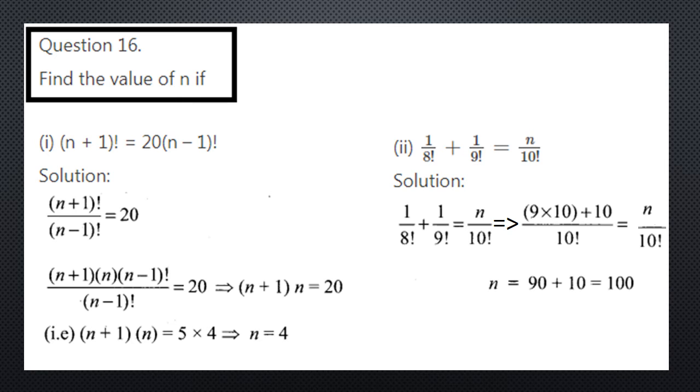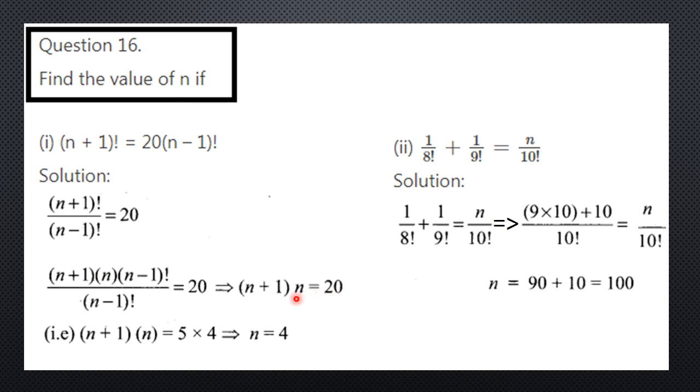16th problem: find the value of n if, first subdivision, n plus 1 factorial equal to 20 into n minus 1 factorial. So consider the unknown terms on the left side. n plus 1 factorial divided by n minus 1 factorial equals 20. Here this is smaller and that is greater, therefore the greater will be n plus 1 into n into n minus 1 factorial. It is cancelled. n plus 1 into n equal to 20.